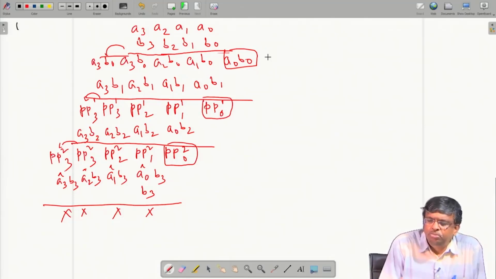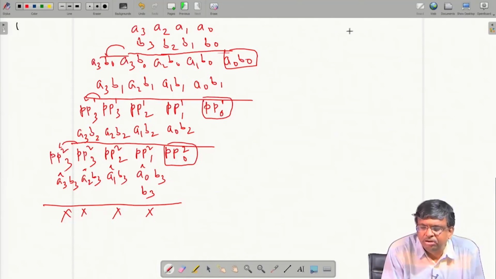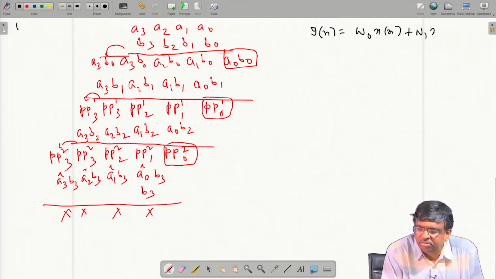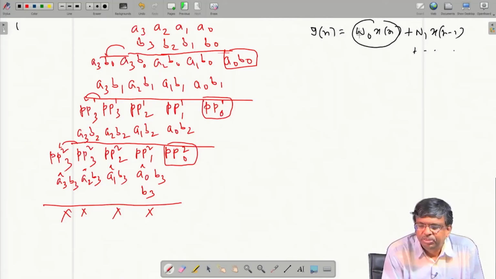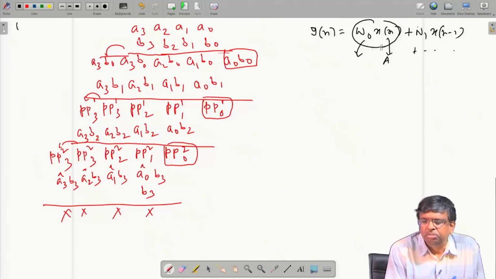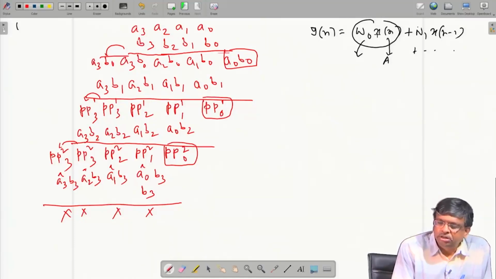We may consider a situation like this, where suppose you are calculating a filter output yn as W0 xn plus W1 xn minus 1 and so on. Consider any multiplication; this is like A, and this is like B. This may be 16 bit, this may be 16 bit, or 4 bit, 4 bit, or 8 bit, 8 bit. Similarly, consider this multiplication. Here you see data is coming.